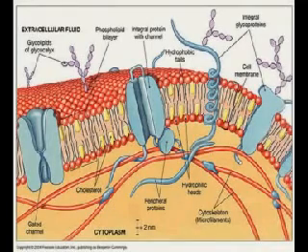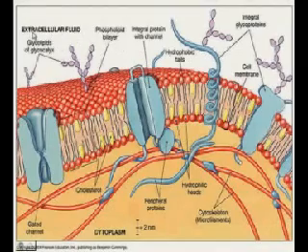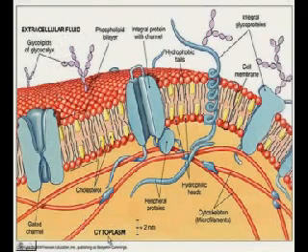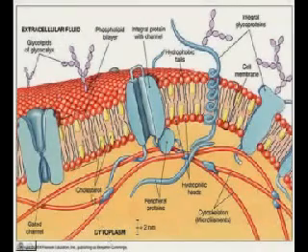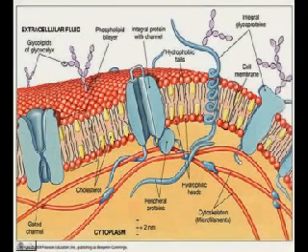Just a quick view of the picture shows you first two environments. The environment outside the cell is referred to as extracellular fluid, and then the environment inside the cell is referred to as cytoplasm or cytosol. Again, these two environments are very different. This is the cell membrane, and the cell membrane is composed of a phospholipid bilayer.